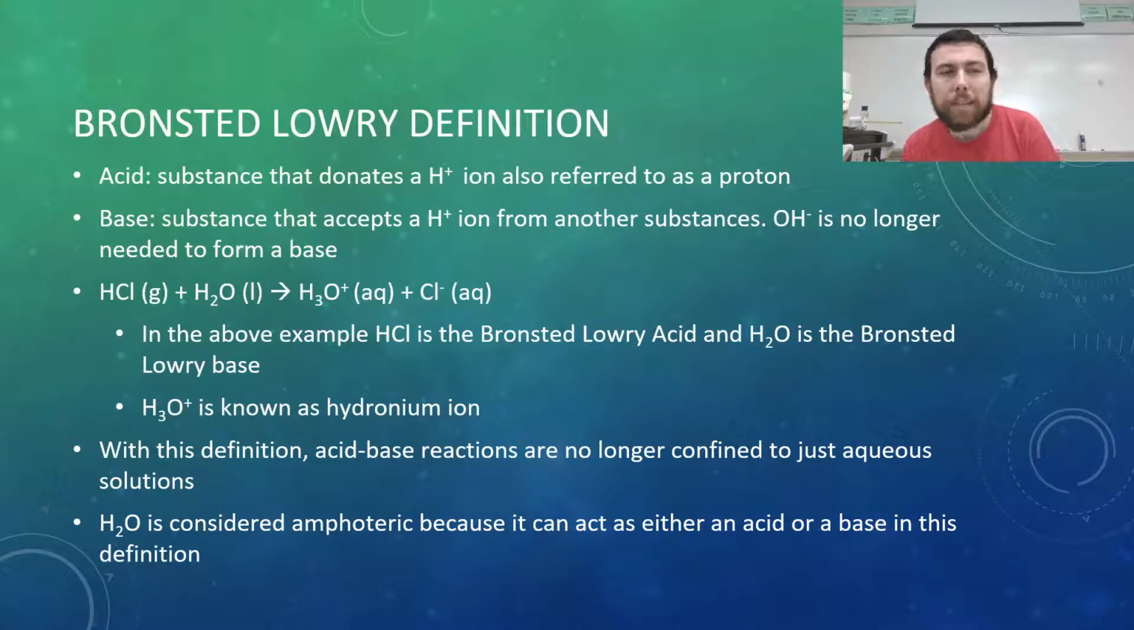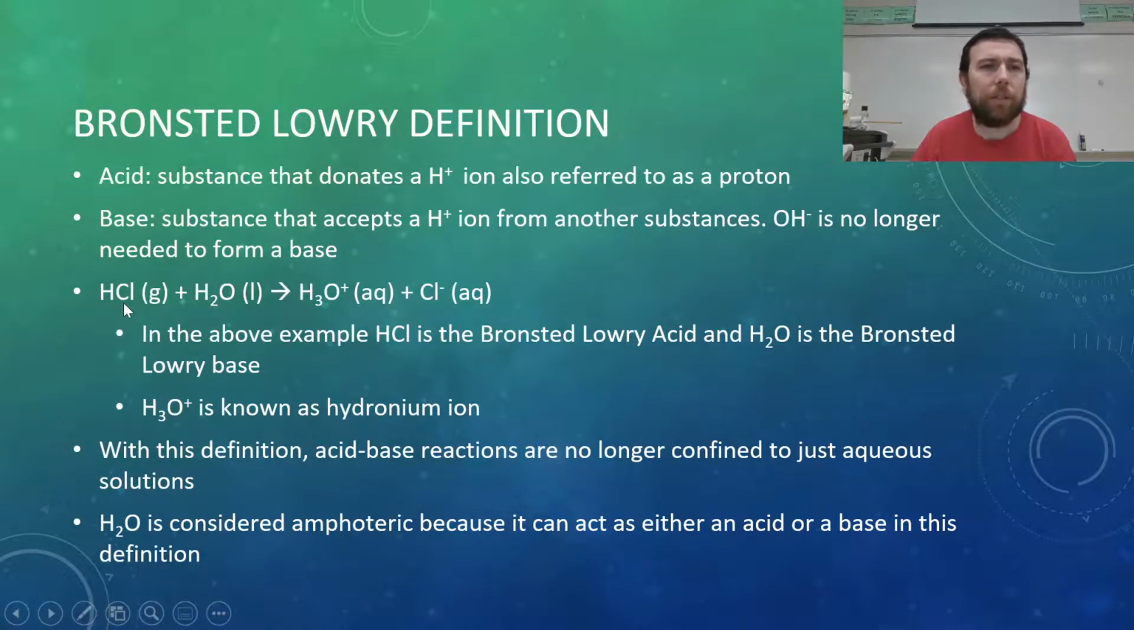Now, a Bronsted Lowry base is a substance that accepts H plus ions from another substance. Using this definition, hydroxide ion is no longer needed in order to classify something as a base. This is true regardless of what we're looking at, because we can look at substances that are basic, but they don't contain that hydroxide ion. So the Bronsted Lowry definition allows us to expand that to encompass more reactions that are truly acids and bases.